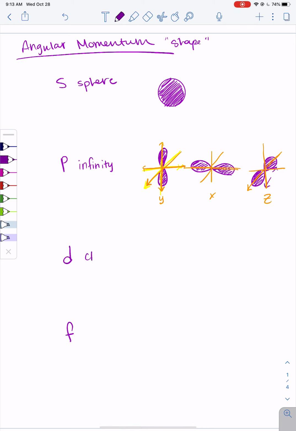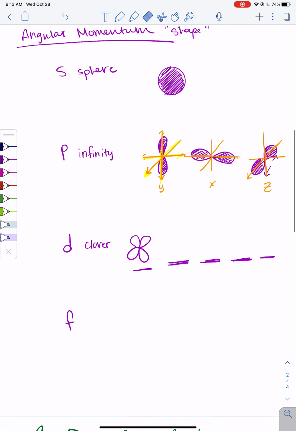The D is a clover, okay? And I'm not going to draw all the different options. It's just double infinity signs. There are five total ways that you can draw this, okay? So here's 1, 2, 3, 4, 5. I drew an extra line. There are 5 total ways that you can draw the clover. I can't draw them, so there's no point in me trying.